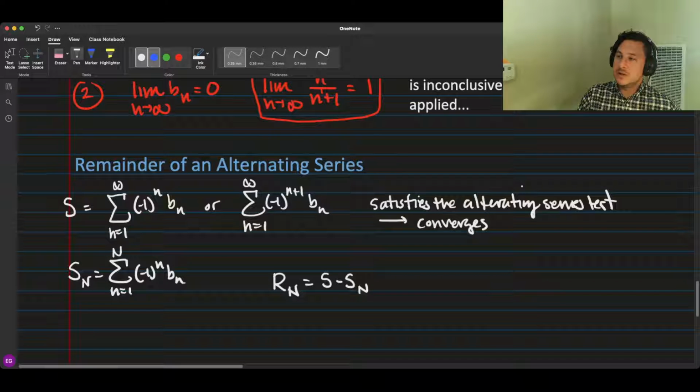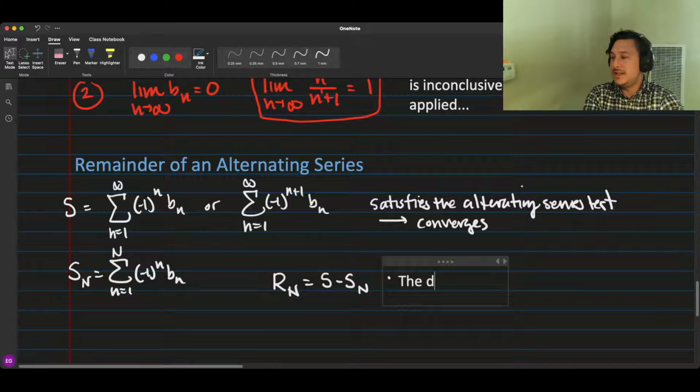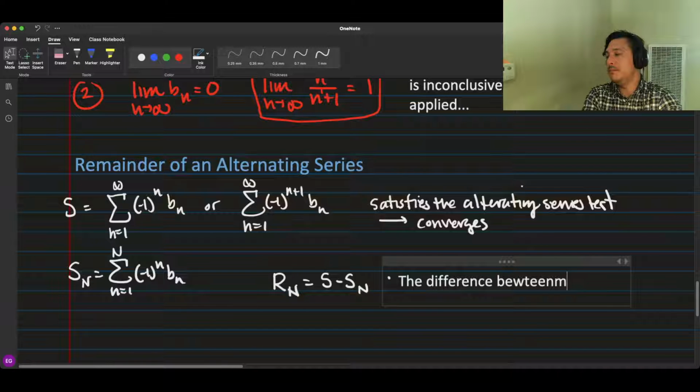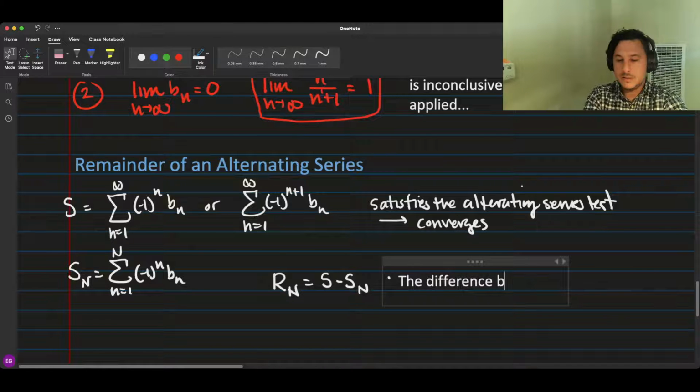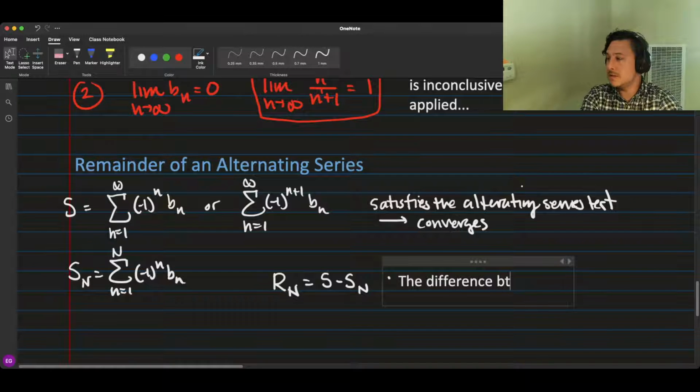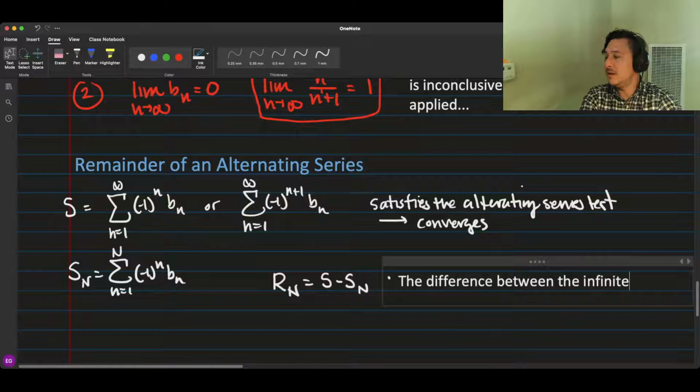So in other words, what is this? This is the difference, or remainder, between the infinite and partial sum.